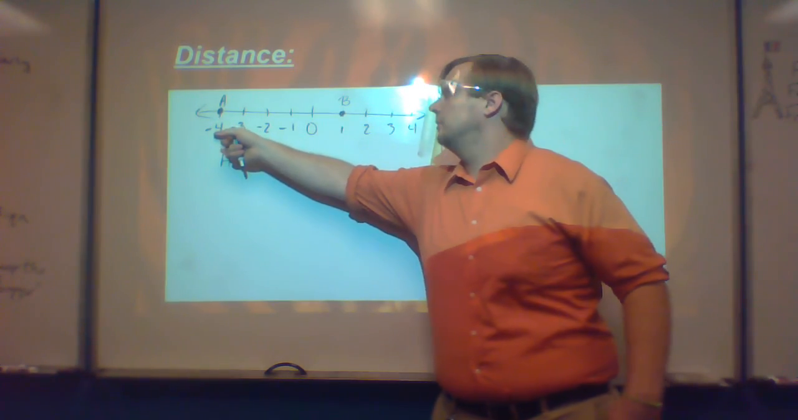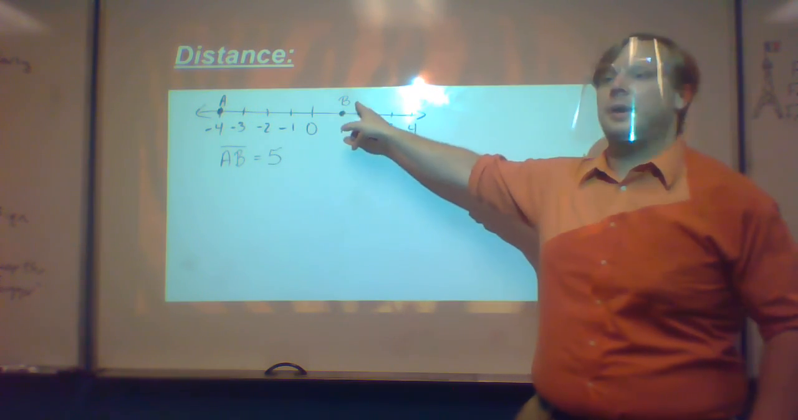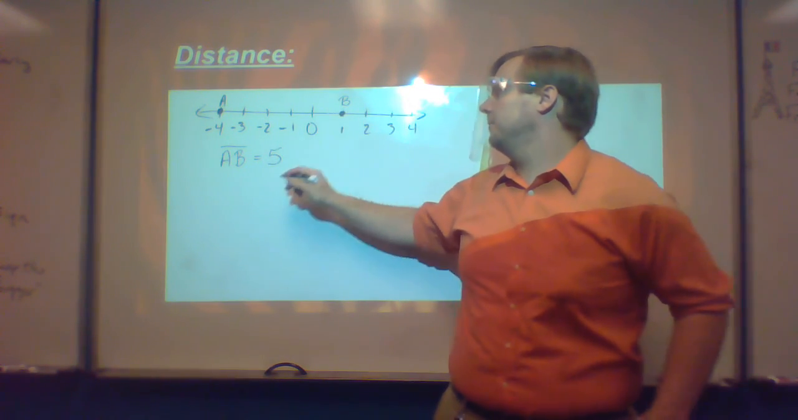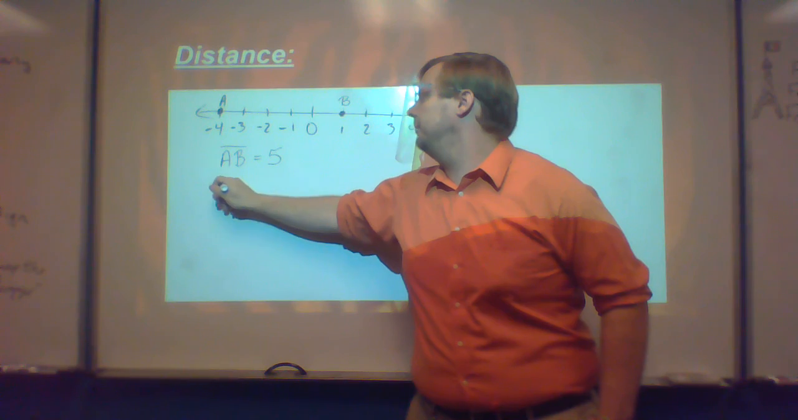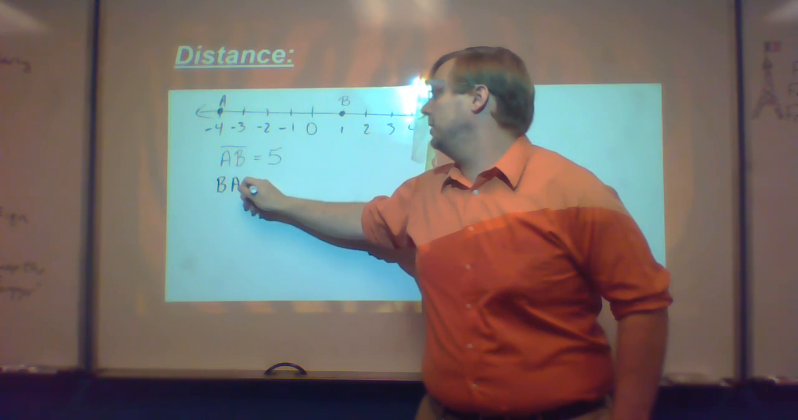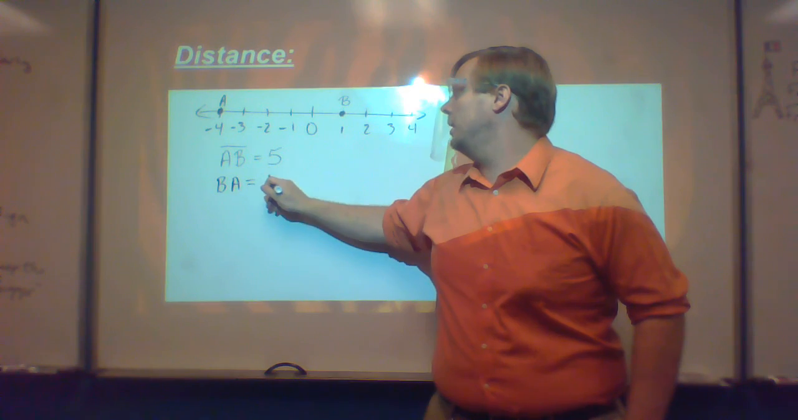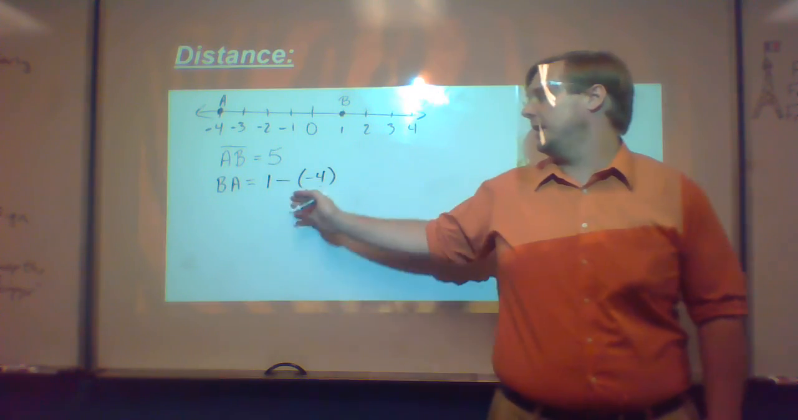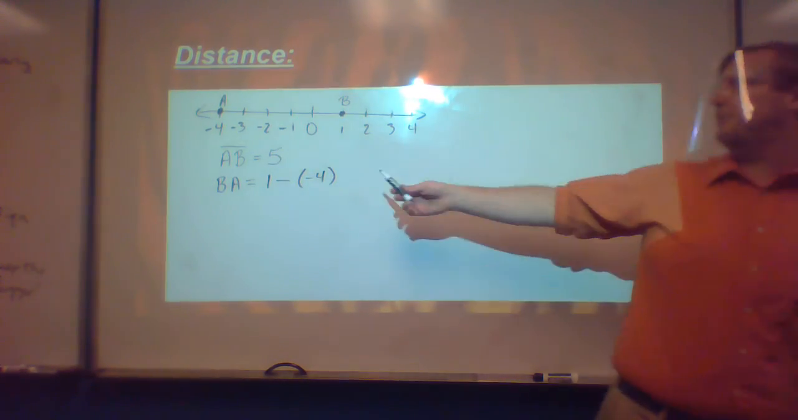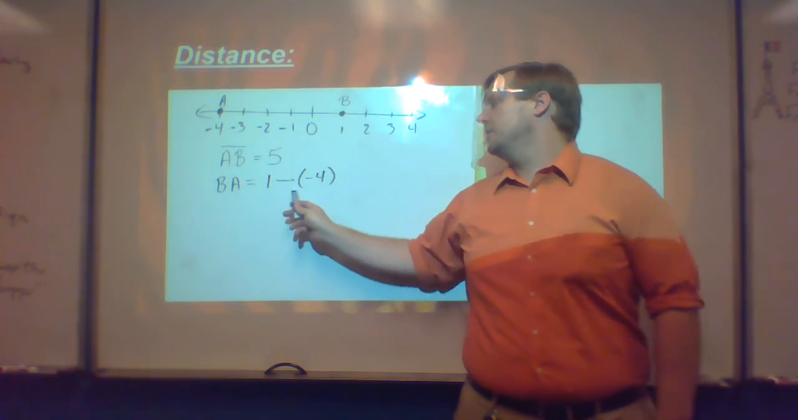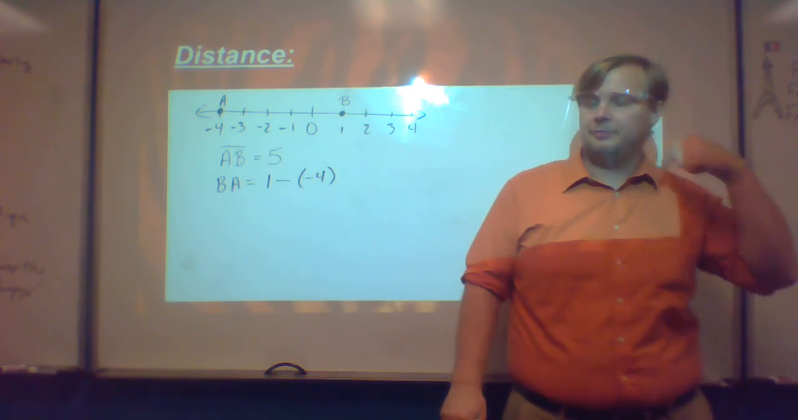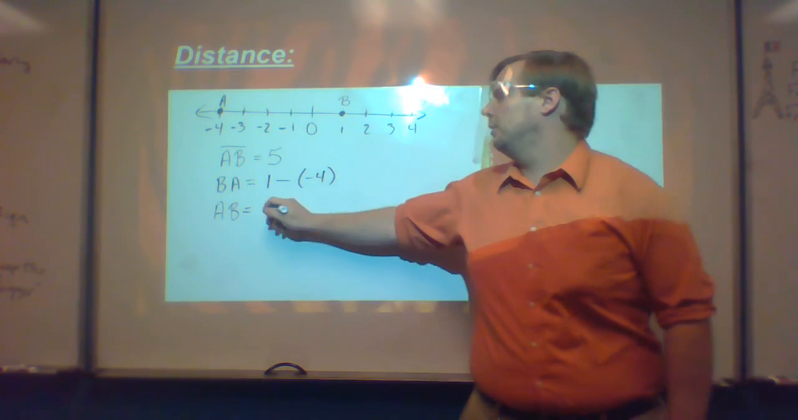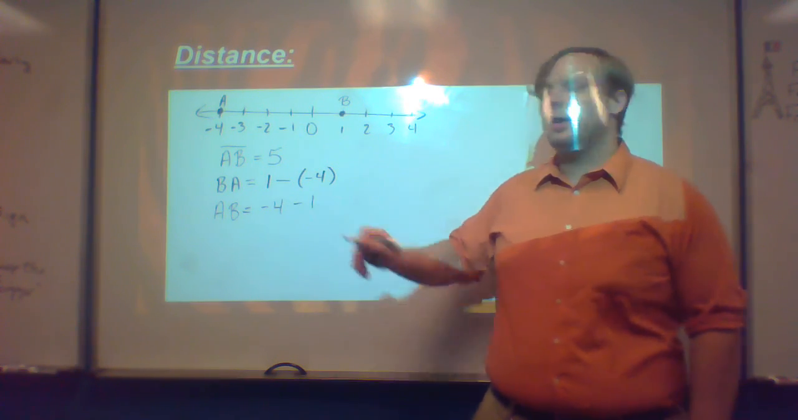This number, point A, is at -4. This point is at 1. Which is the bigger number, 1 or -4? 1. So I'm going to start there. To go from B to A, I'm going to take 1 minus -4. So I started with my first point B, and I'm trying to go to A, so I'm going to minus -4. If I wanted to go from A to B, I would go -4 minus 1.